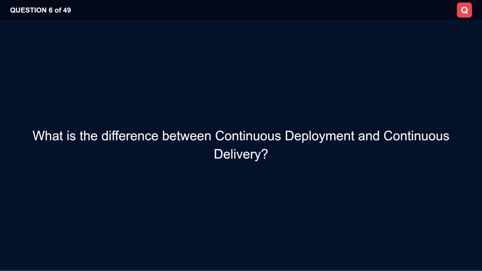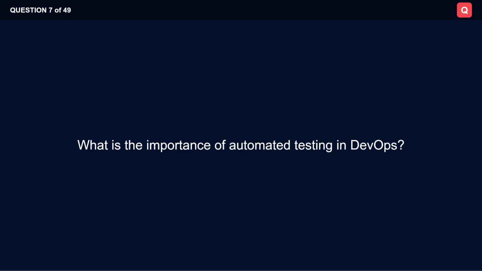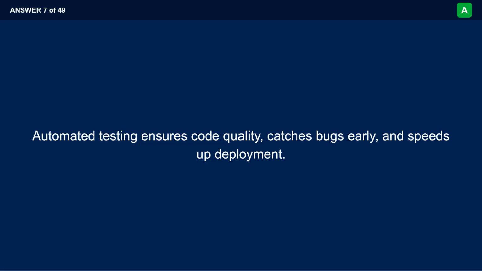What is the difference between continuous deployment and continuous delivery? Continuous delivery: automated testing, but manual deployment approval. Continuous deployment: fully automated release process. What is the importance of automated testing in DevOps? Automated testing ensures code quality, catches bugs early, and speeds up deployment.